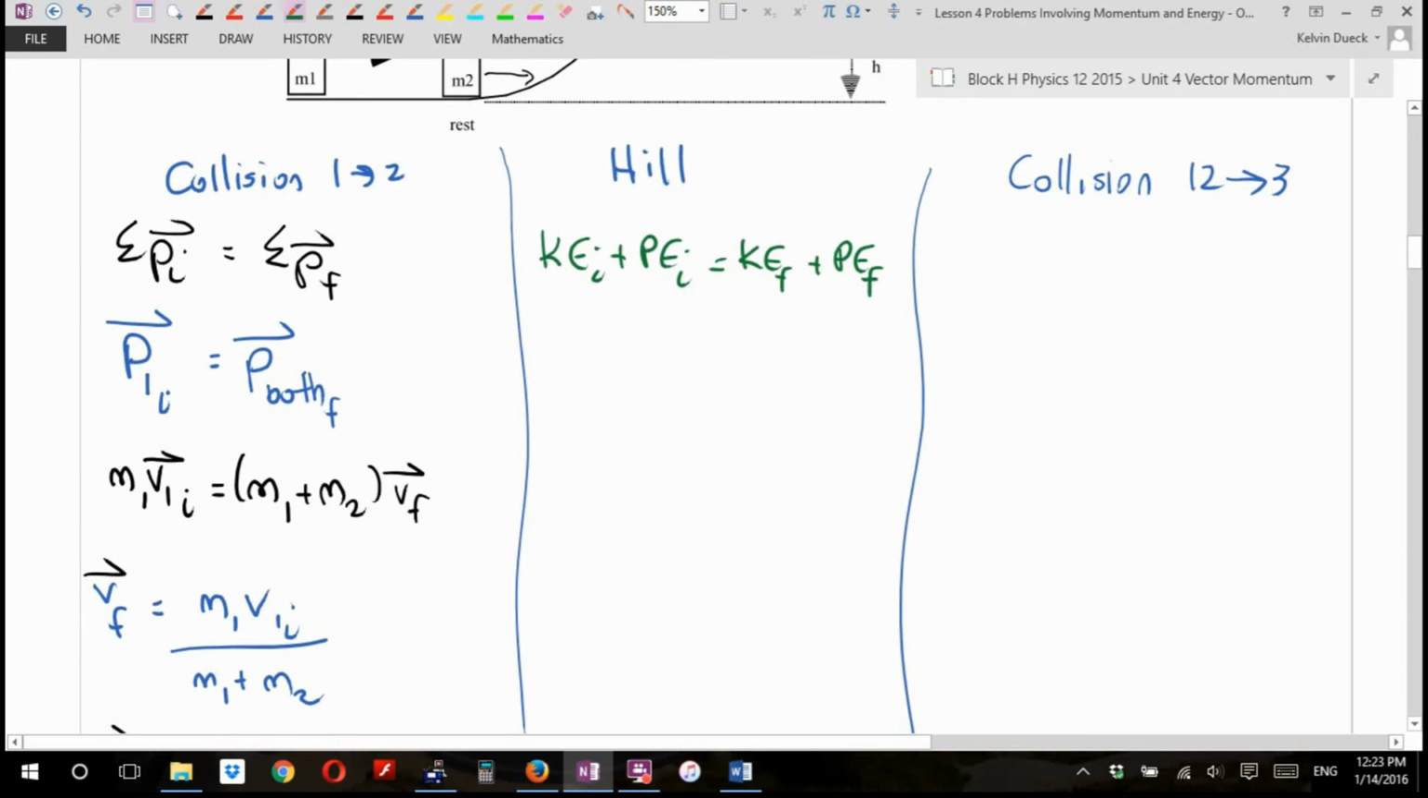Any of these 0? Is KE final 0? No, it's actually going to keep some speed at the top of the hill. Otherwise, it couldn't run into mass 3. If it came to a stop, mass 3 wouldn't be worried. Okay. Well, it's going to be a half m v initial squared equals a half m v final squared plus m g h final.